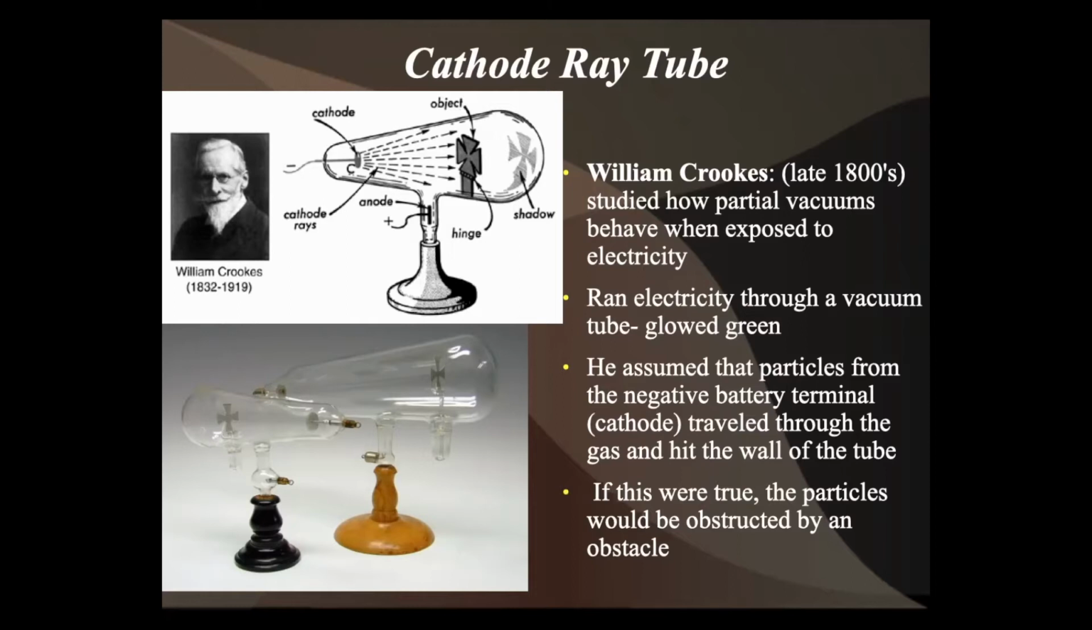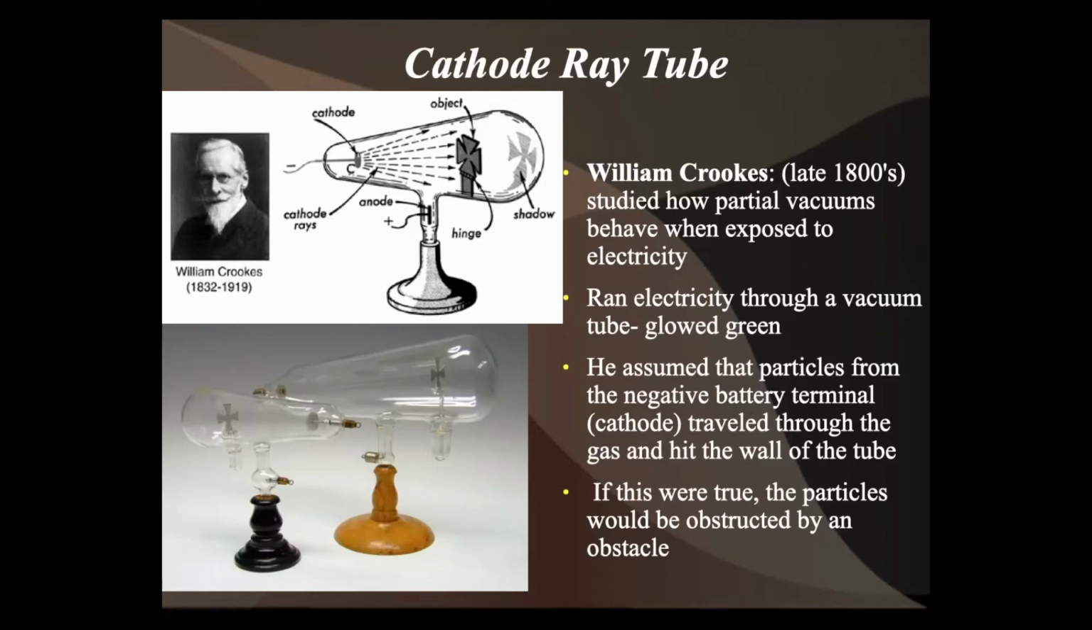And if that were true, there would be a shadow cast on this side where the particles are hitting and not going through. And so when he added electricity to this tube, it glowed green. Based on the glowing that he saw, he assumed the glowing was particles coming off from the atoms. He assumed the atom was splitting, that particles are coming off the atoms, which was making it glow green.